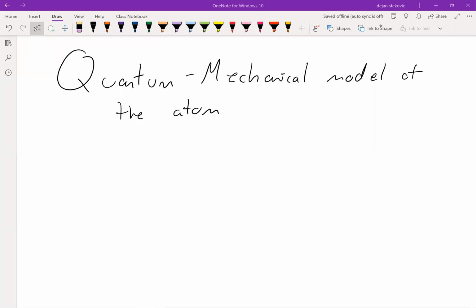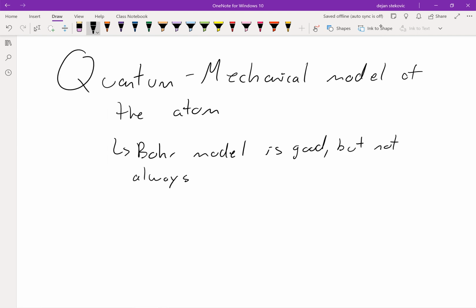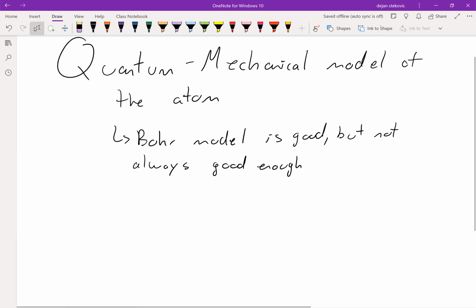All right, let's just take an extremely quick look at the quantum mechanical model of the atom, which we'll explore a little bit later on. But let's just state why it's necessary. So the Bohr model is pretty good, but it's not quite close enough to the truth. It's not quite accurate enough. So it's, we'll say, but not always good enough. And so we need a more accurate model to be able to predict more complex quantum phenomena.